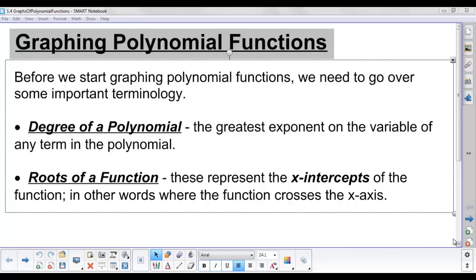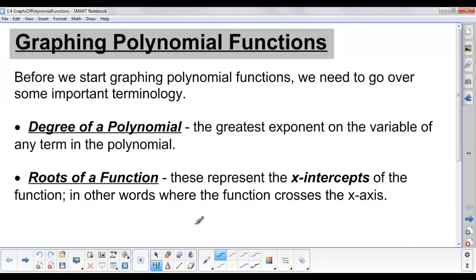First, we're going to talk about the degree of a polynomial, and that is the greatest exponent on the variable on any term in the polynomial. For example, if I wrote out this function, let's say y equals 3x squared plus 2x cubed minus 6x, I know that this function is of degree 3 because the highest exponent is 3.